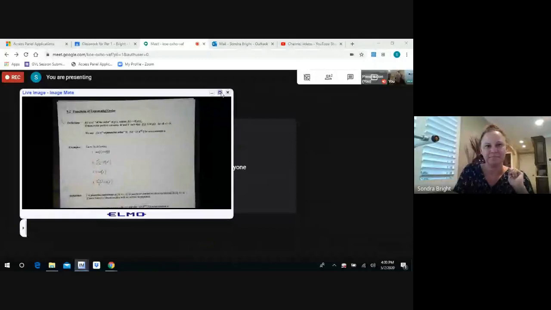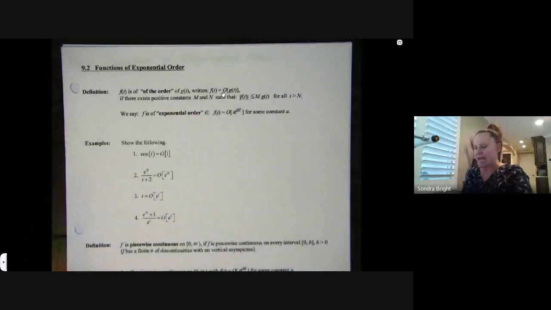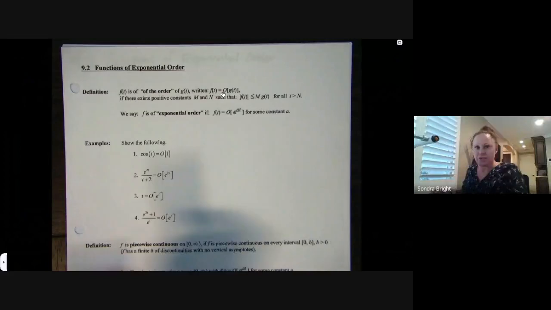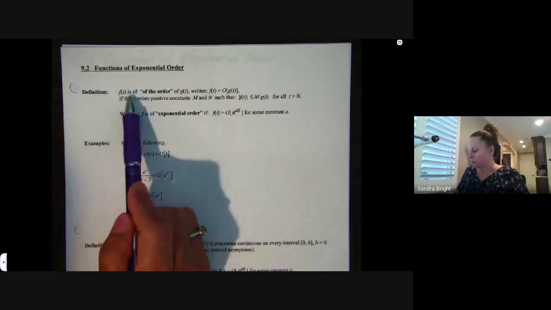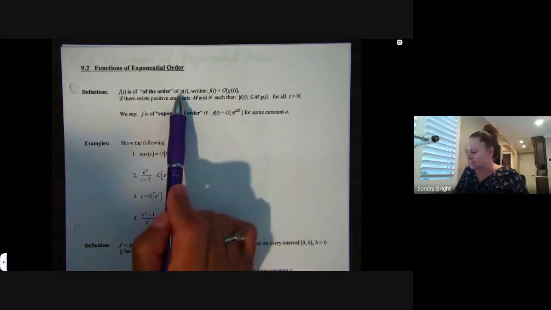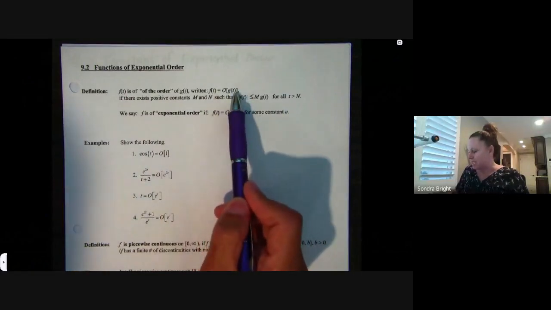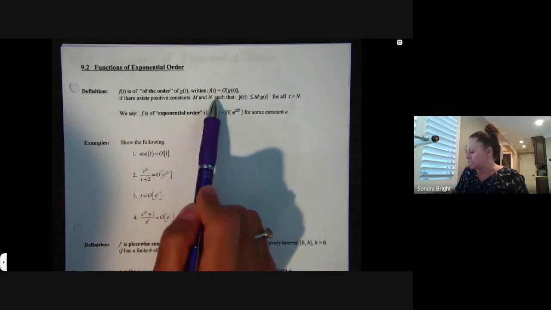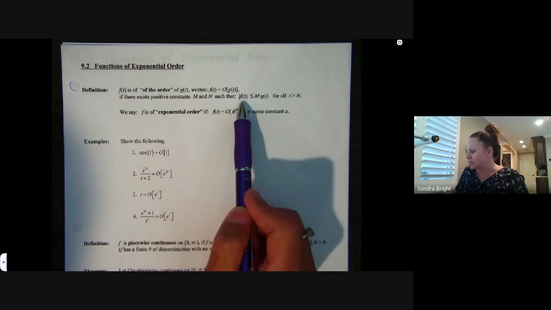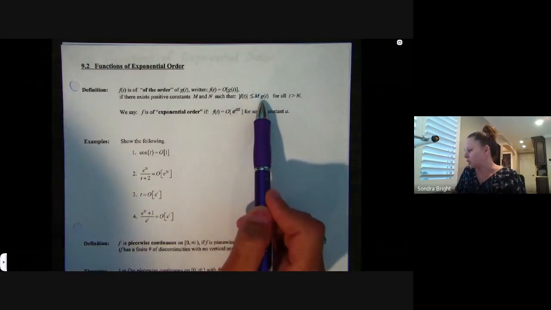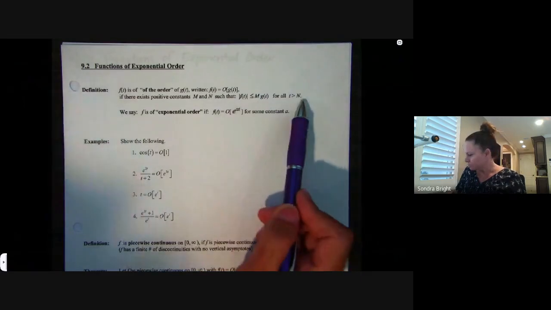All right, section 2 of chapter 9 talks about functions of exponential order. And by definition, what does this mean? This function f of t is of the order of g of t, and we write that as f of t equals a big capital O of g of t, if there exist positive constants m and n such that the absolute value of f of t is less than or equal to m times g of t for all t greater than n. So it's like bounded, right?